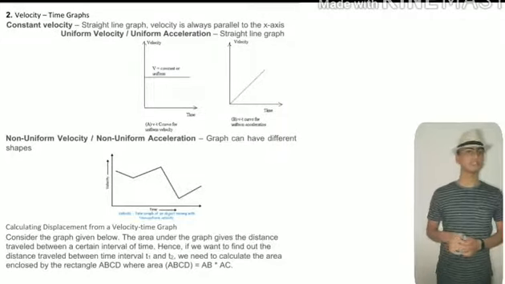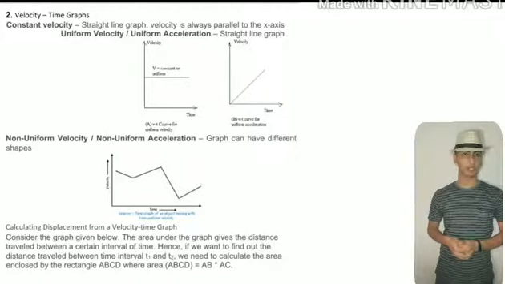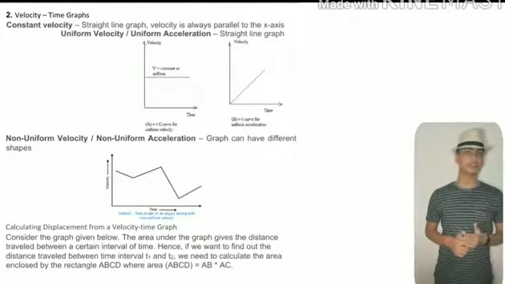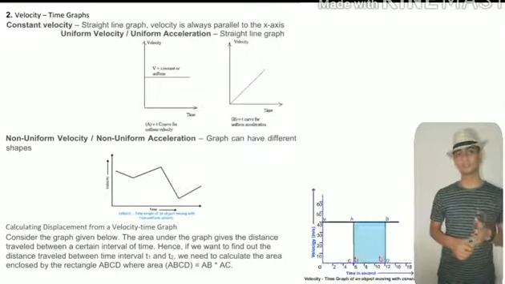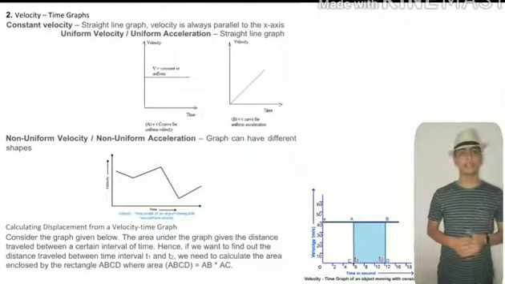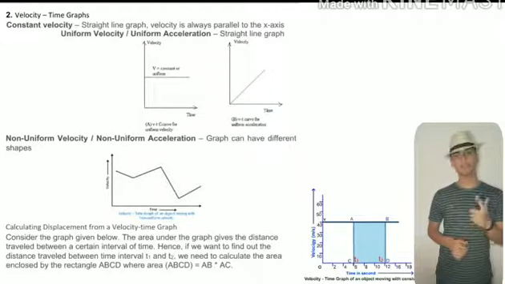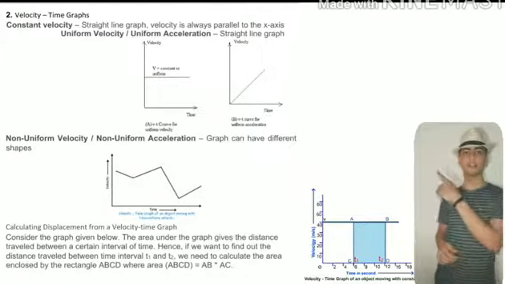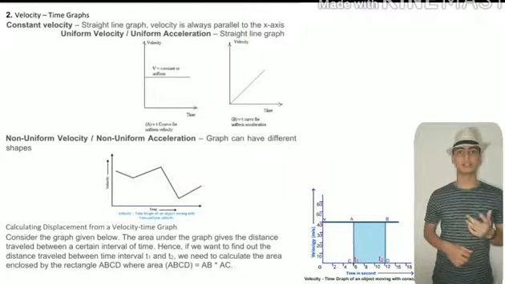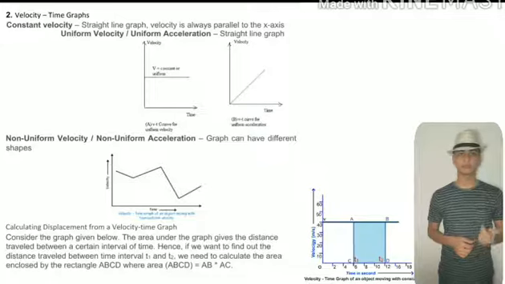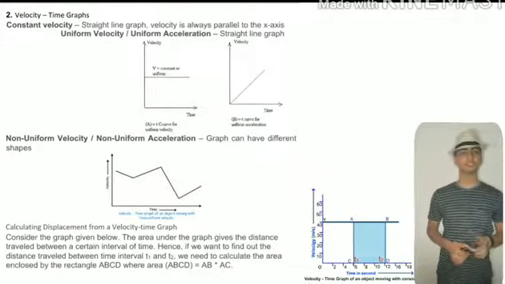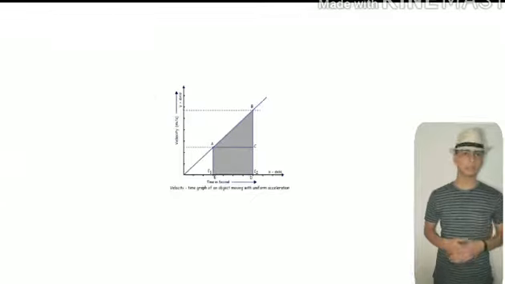Now calculating the displacement from a velocity-time graph. Consider the graph given over here. The area under the graph gives the distance traveled between a certain interval of time. Hence, if we want to find the distance traveled between the time interval t1 and t2, that is, between 5 and 11, we need to calculate the area enclosed by the rectangle ABCD, where the area of ABCD is equal to AB into AC.